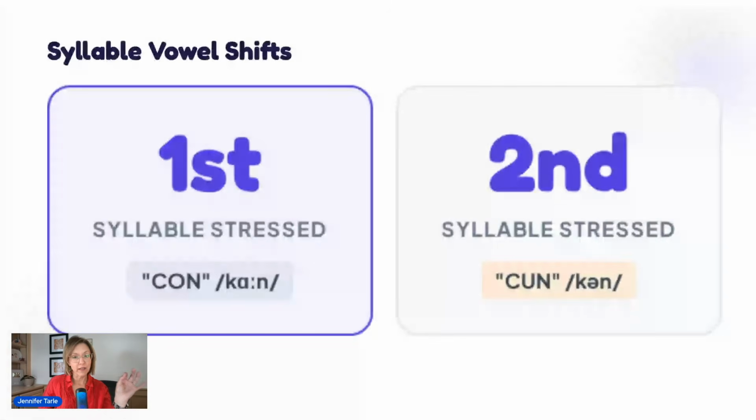Con, con, con. We are going to contrast this with CUN, and that is the schwa. A schwa is typically a short U sound, and it is very relaxed, very short, and it must be shorter than the other syllables in the word.